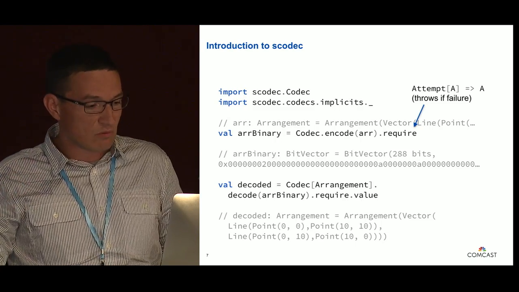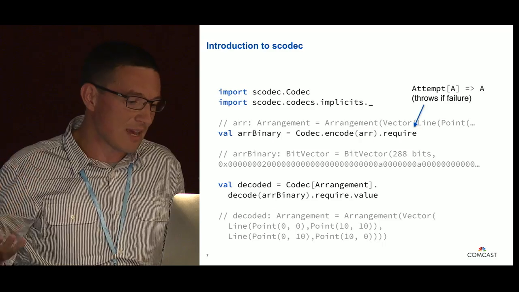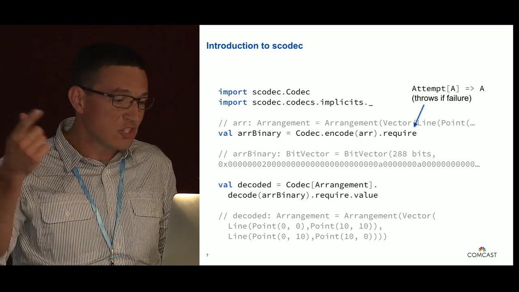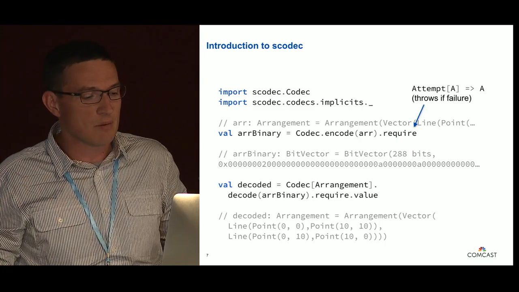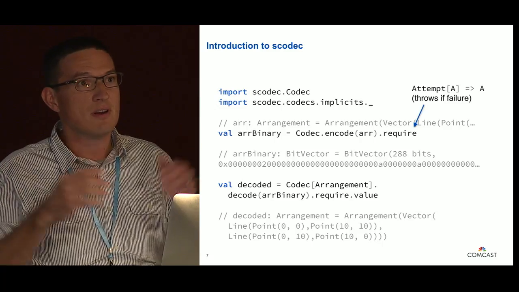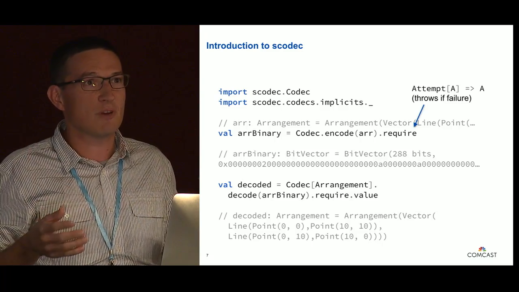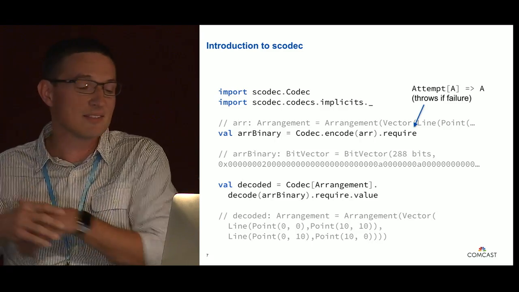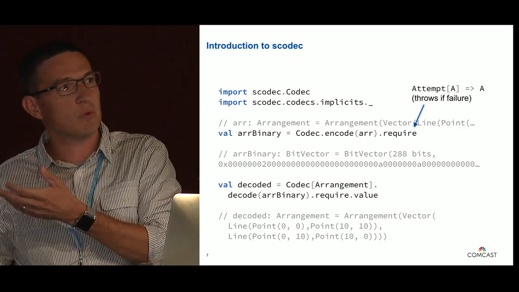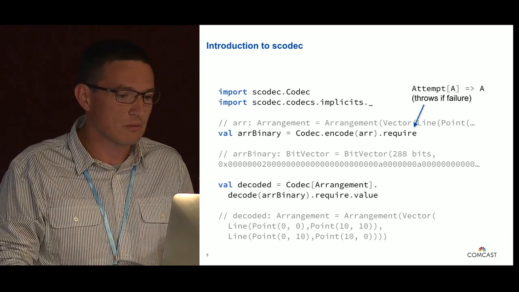And of course, we can reverse that. We can take that binary and decode it. In each of these cases, encoding and decoding, we call this require method, which is sort of like unwrapping an option. It's a slideware feature, right? It's great to put into a slide, so I don't have to explain all the details, or great to use in a REPL, but we typically wouldn't use require in production code, for instance.